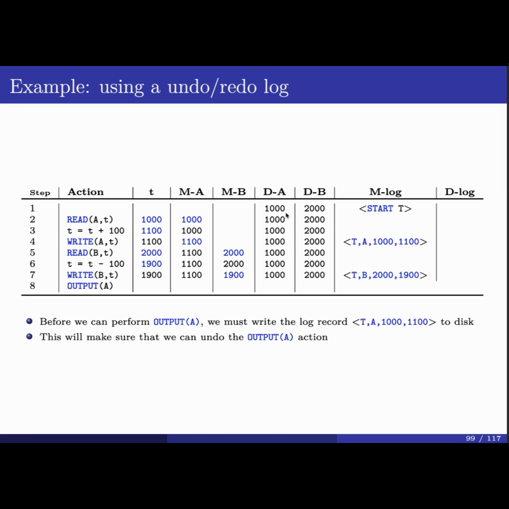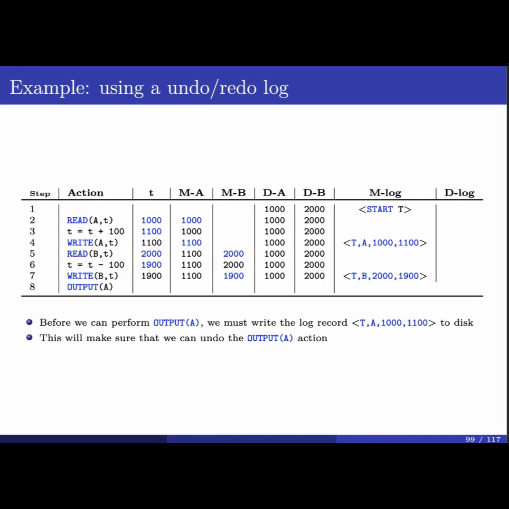So what we try to do here, we have 2 database elements A and B. We need to deduct or take $100 from, let's say, account B or database element B, and deposit it in the database element A or the account A. Okay. So here we start the transaction.